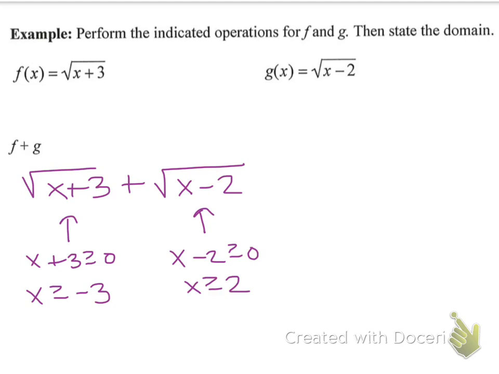Now these two things have to work together. This one says everything bigger than negative 3. This one says everything bigger than 2. So ultimately the 2 is going to override the negative 3, and my domain has to be 2 to infinity.